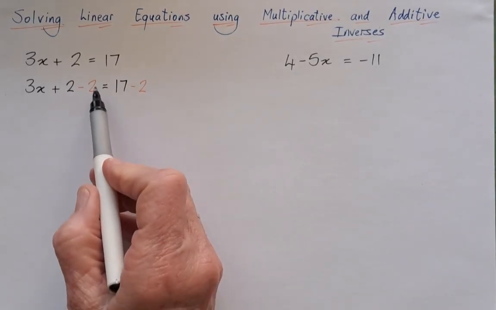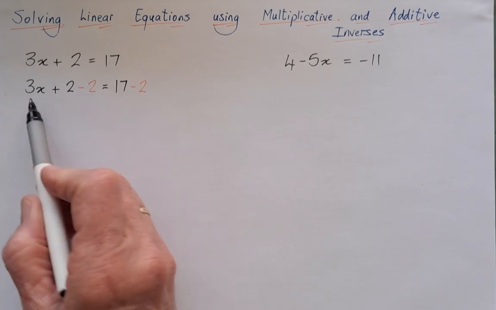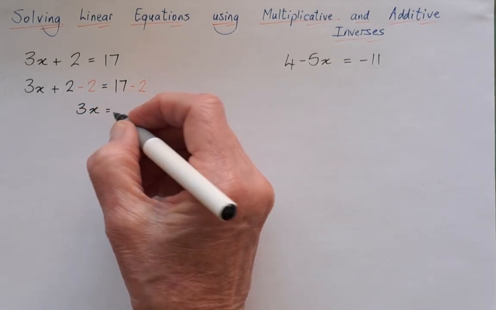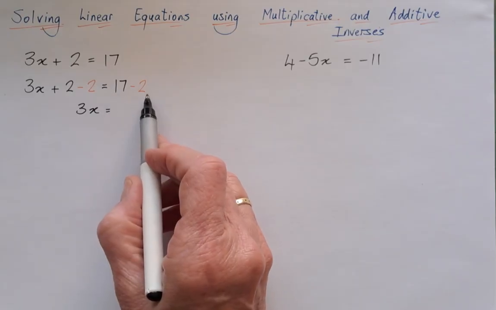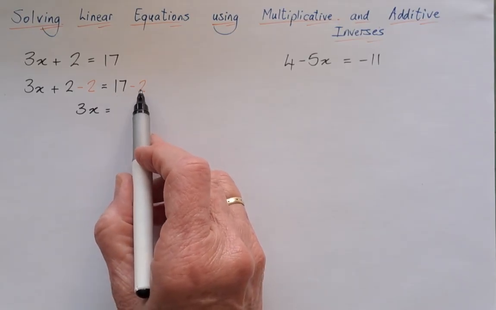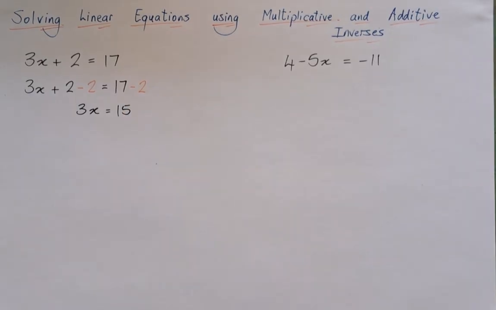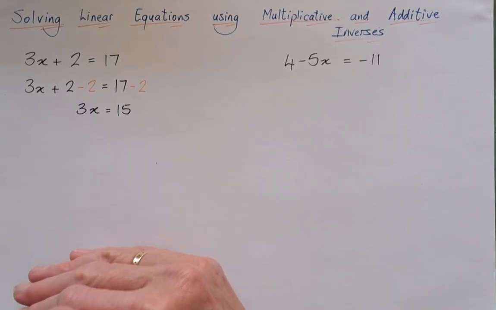And whatever I do to the left hand side, I have to do to the right hand side. So cleaning up, 2 minus 2 is 0, so here I'm only left with 3x. And on the right hand side, 17 minus 2 is equal to 15. So that's the method that we were using in the last episode. That's as far as we got.